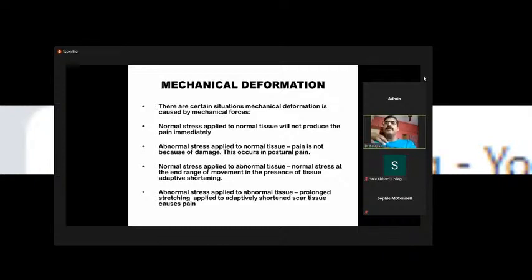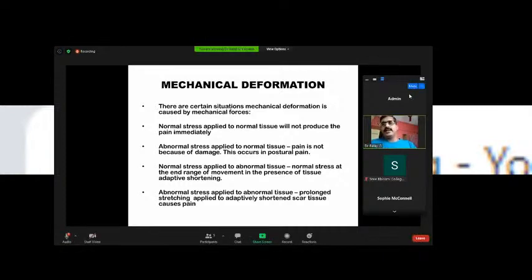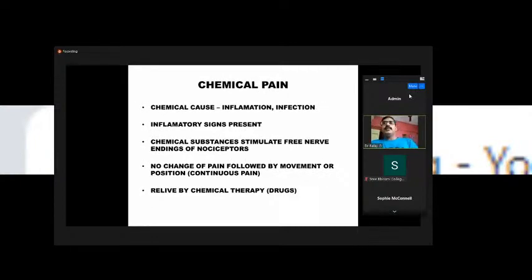For example, in a patient who has severe pain and disturbances in the soft tissue, the tissue is definitely abnormal. Even if you blow over the skin, that can also cause a pain because the tissue is abnormal. Then there is abnormal stress applied to abnormal tissue, 100%. Even normal stress the patient will not allow you to apply on the abnormal tissue, and abnormal stress applied to abnormal tissue can cause severe, intolerable pain.